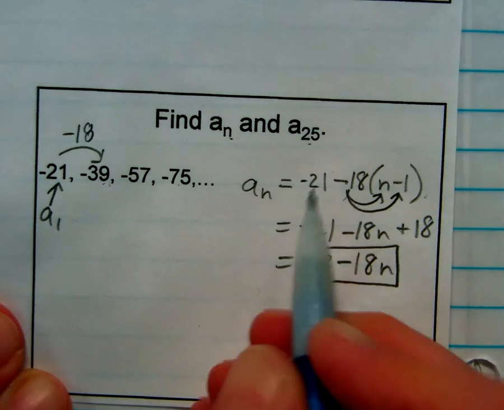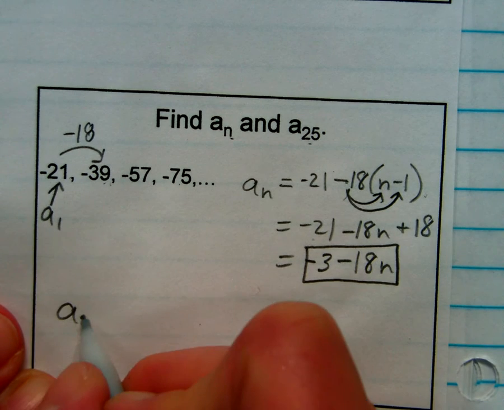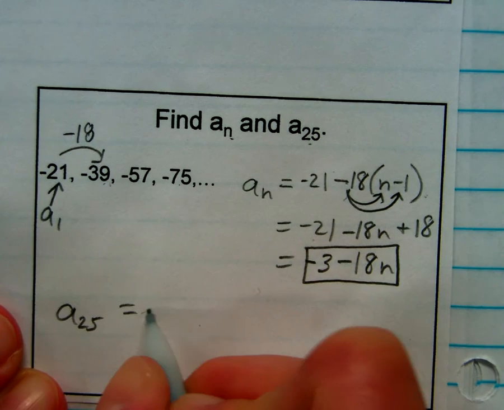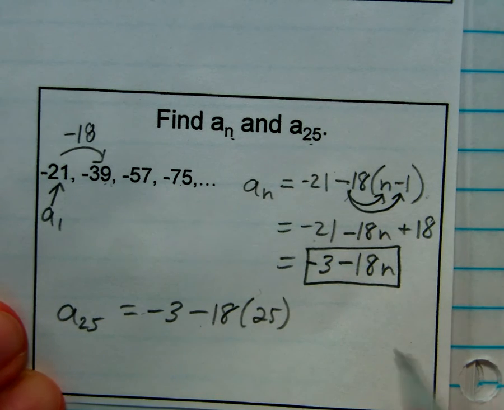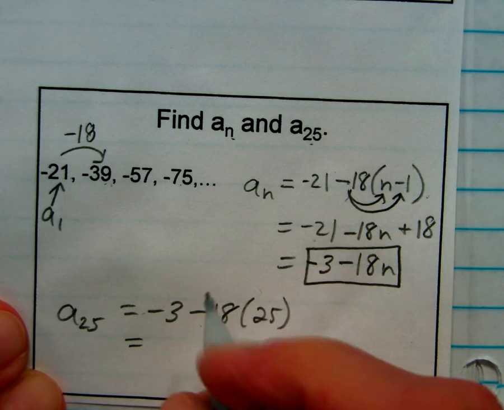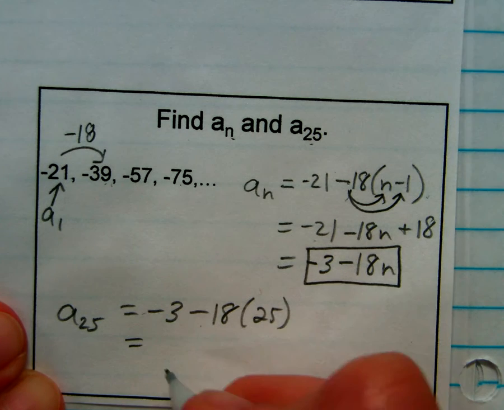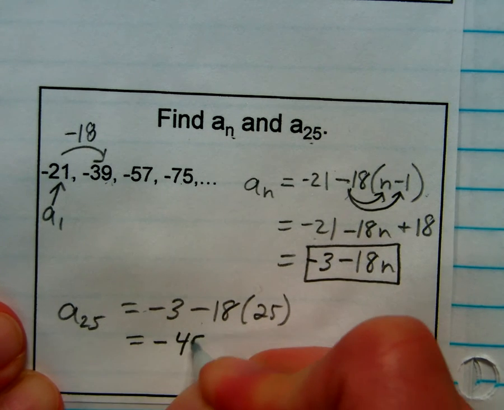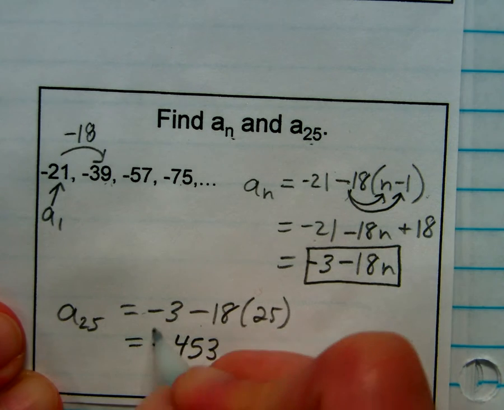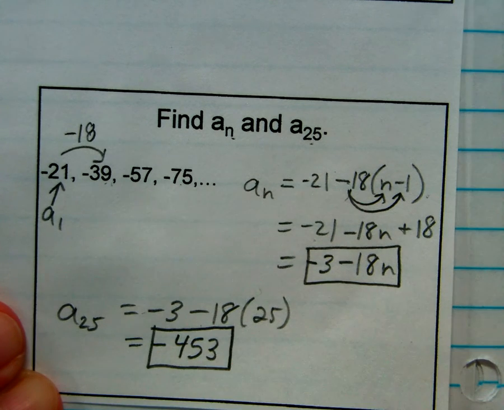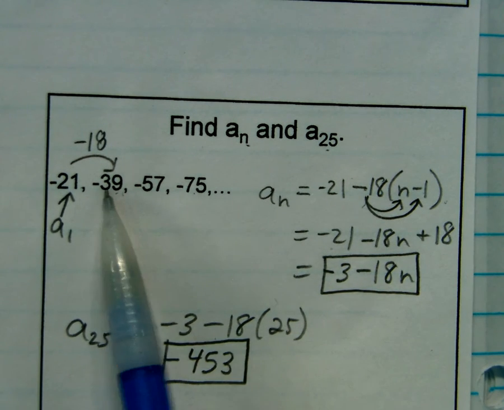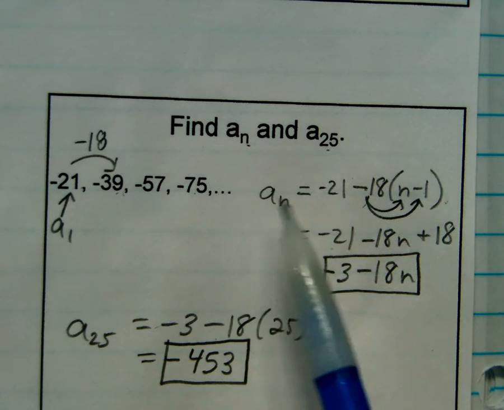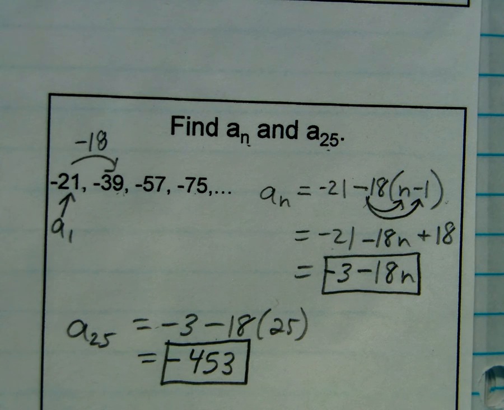But now I have a nice formula, and any term they want me to do, I can just plug in the number. So if they want the 25th term, I just put in 25. You can put that in your calculator really quick if you want. It comes out negative 453. Or you can sit there and do minus 18, minus 18, minus 18, minus 18. Well, you'd only have to do it, because this would be the second, third, fourth, you don't have to do it 21 times after this. But that still seems like an awful lot.